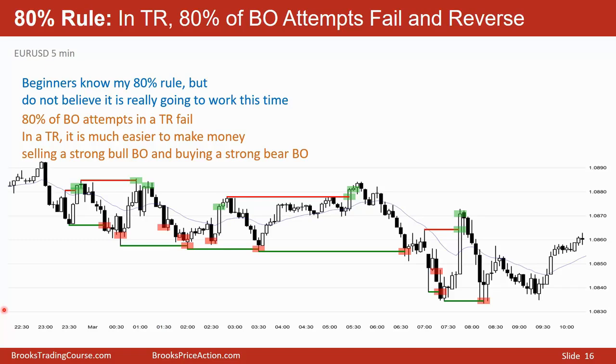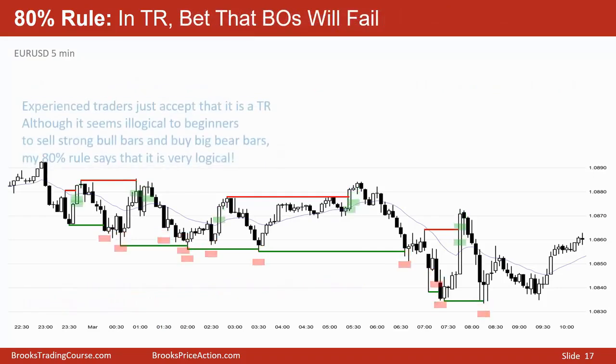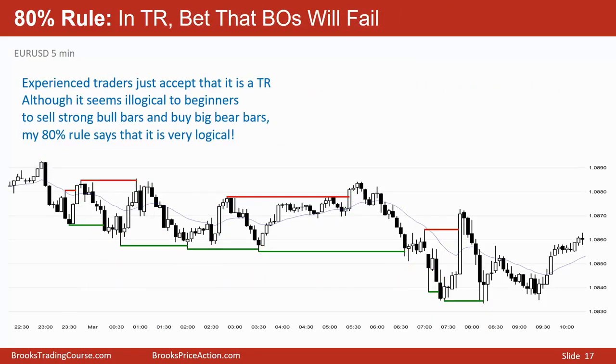Much better in a trading range to buy low instead of sell low, and to sell high on a bull breakout, betting the breakouts will fail. Experienced traders, they know it's a trading range, and although it seems stupid to sell strong bull bars and buy strong bear bars, my 80% rule says it's very logical. That's how to make money.